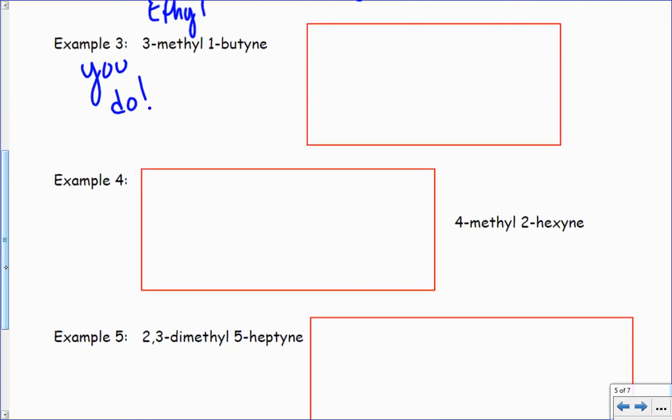All right, 3 and 4, I'm going to leave as you-dos. They're going to follow example 1 on this page. Okay, and 4 is a you-do. And 5 I will do.